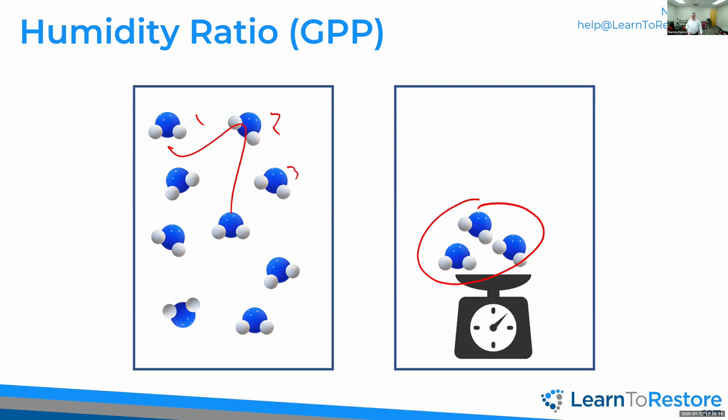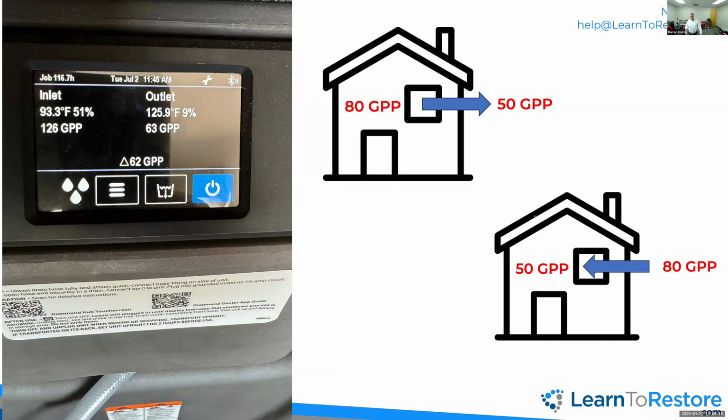All right. And so again, if I look at this, if inside it's 80 grains and outside it's 50 grains, I open the window, moisture is going to leave. If it's the opposite, moisture is going to come in.